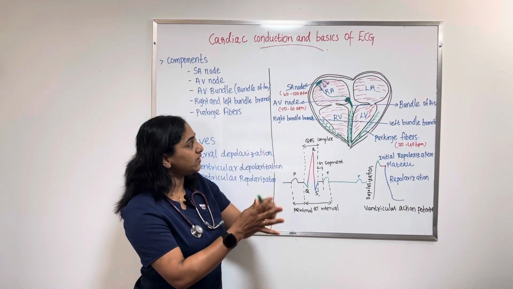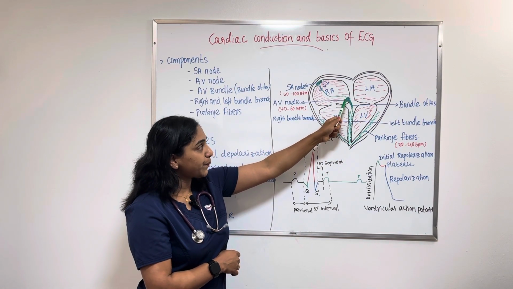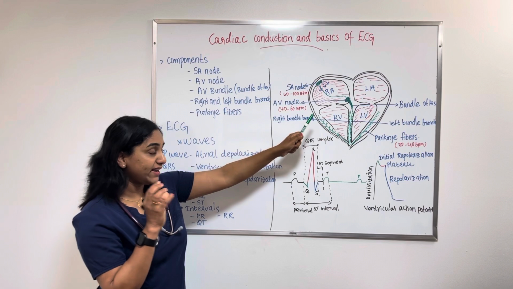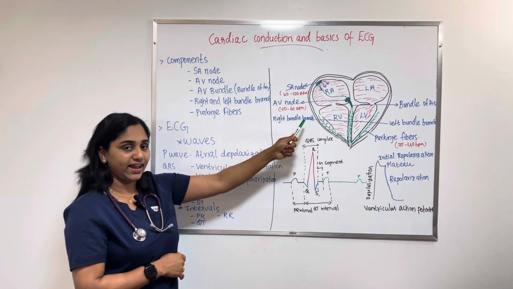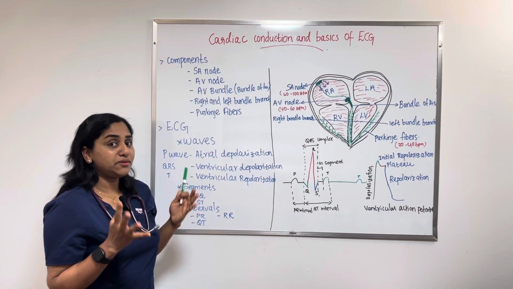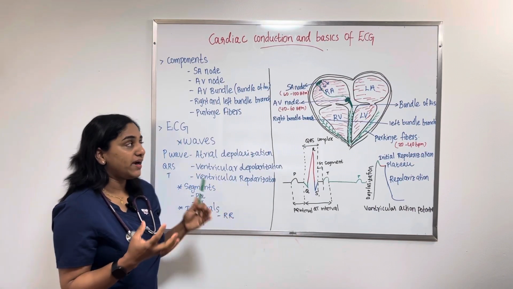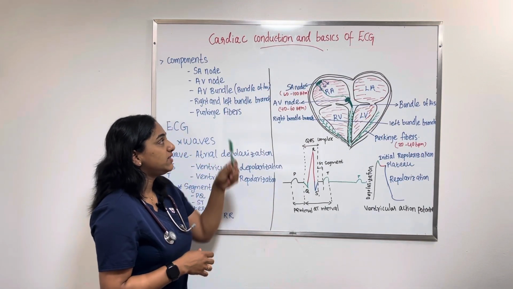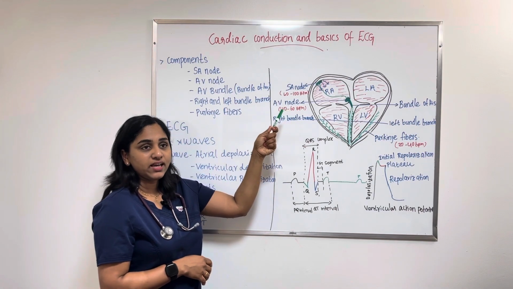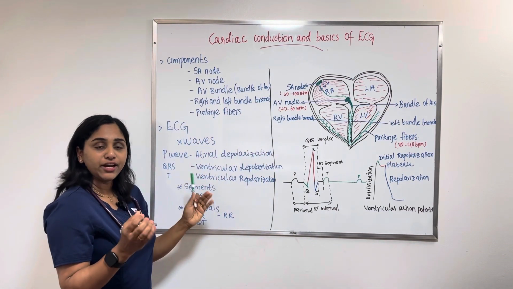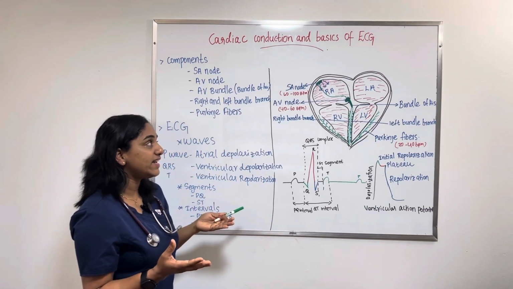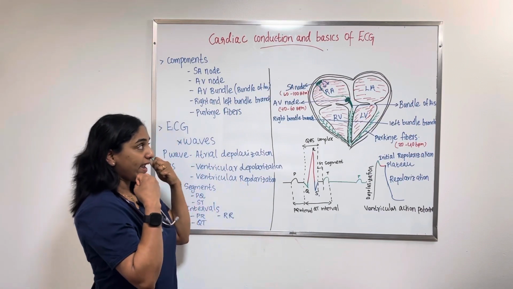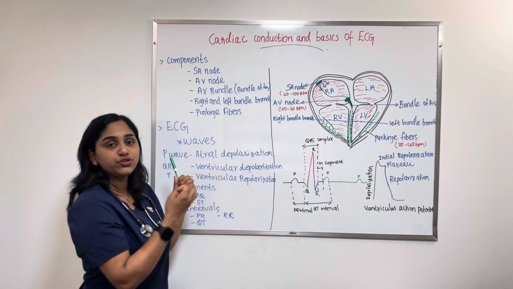Then the impulse goes to the AV node, which is situated in the right atrium just at the center of the heart. There the AV node makes a pause, a delay. It is called AV nodal delay. Actually, delay sounds negative, but in this scenario it's a positive concept, because when the SA node fires the electrical impulse, the AV node makes some delay to give time after the atrial depolarization to empty all the blood from the atrium to the ventricle.